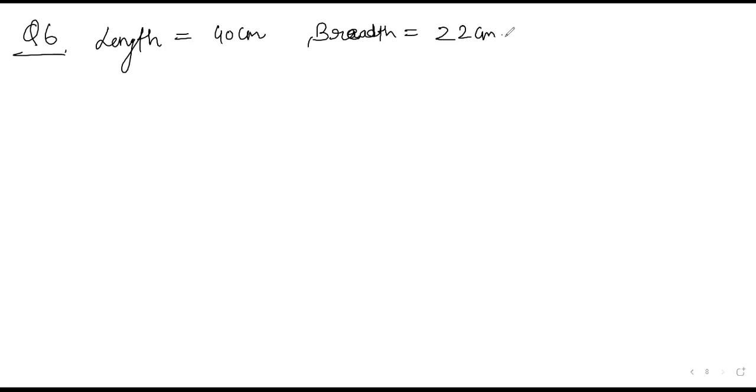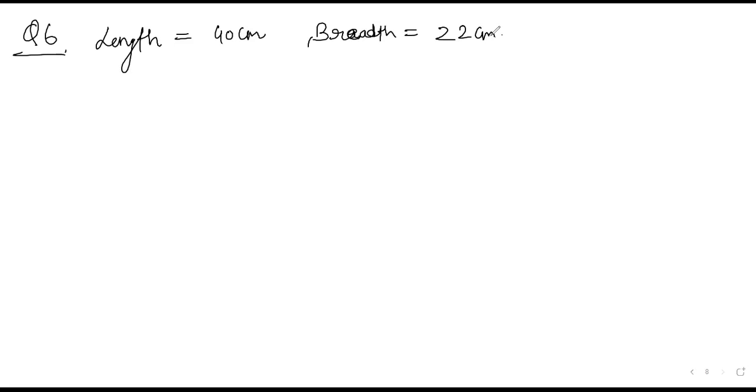Okay, so question number 6. A wire is in the shape of a rectangle. Its length is 40 centimeters and its breadth is 22 centimeters. So a wire is given in the shape of a rectangle, that means it is a rectangle.